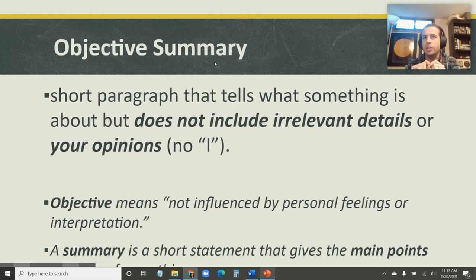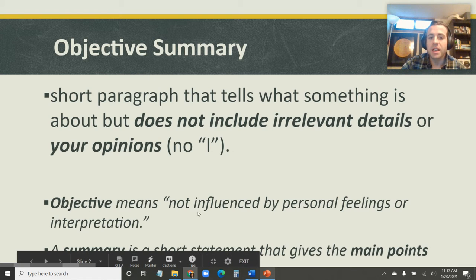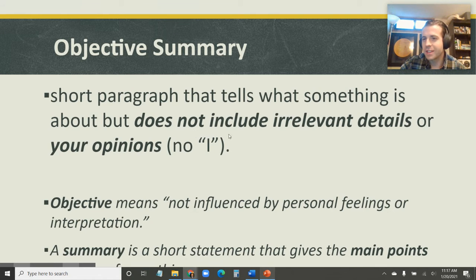And part of that education is just seeing things for what they are, trying to remove any bias and filters that we have as much as we can. Objective summaries help with that, because objective means not influenced by personal feelings or interpretation. Exactly what we're looking for. And then I hope you guys know what a summary is. It's just a brief explanation of the main ideas of an article.